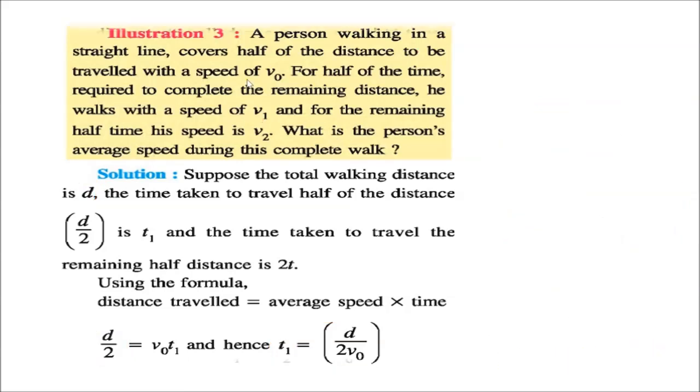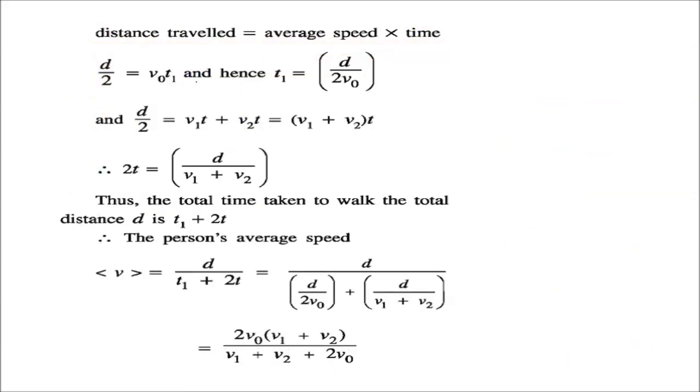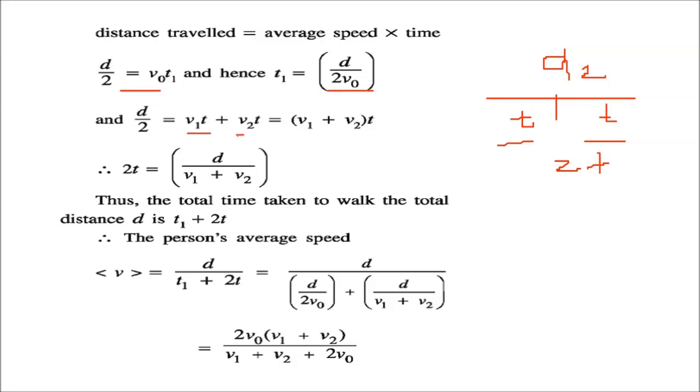Now let us go to the next half. The next d by 2 is covered in how much time? We say that this is 2t. Why do we take 2t? Let us take this as t, this as t. For the computation, d by 2 will be v1 into t plus v2 into t. So this will be v1 plus v2 into t. So what we got is that 2t will come here and v1 plus v2 will go down. So 2t is d by v1 plus v2.